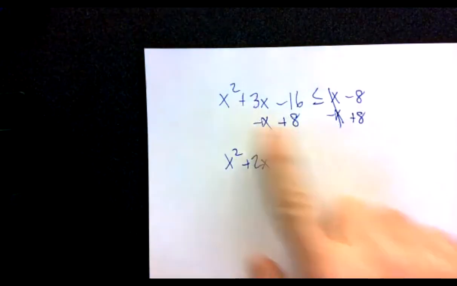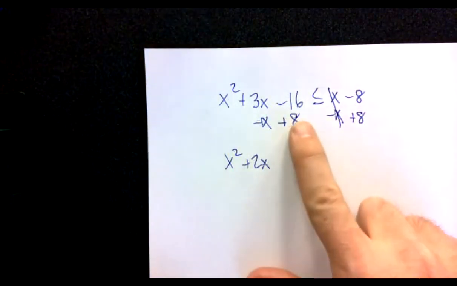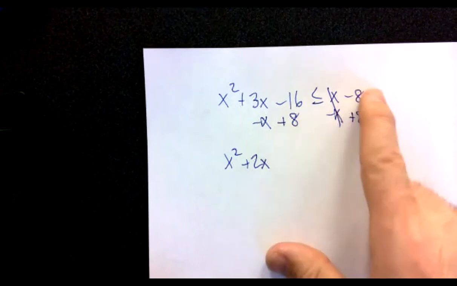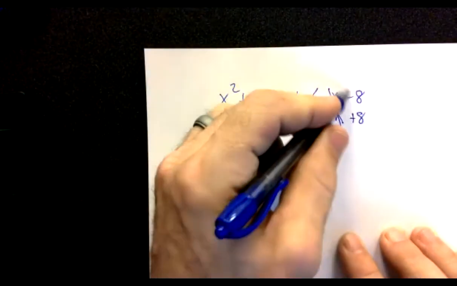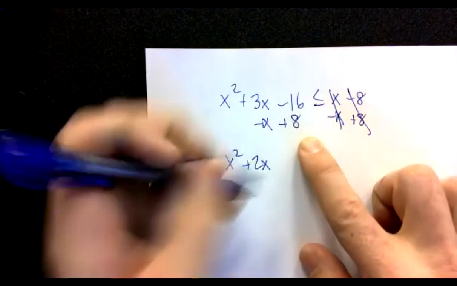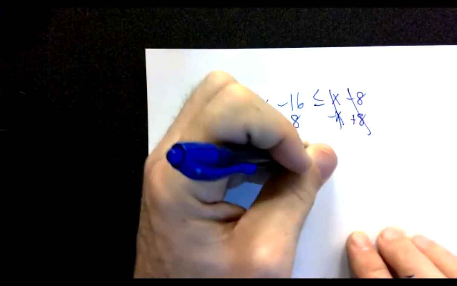I can't combine 8 with x squared. I can't combine 8 with x. I can only combine constants. So that's why I lined those up. Anyway, -8 plus 8 is 0. -16 plus 8 is -8.